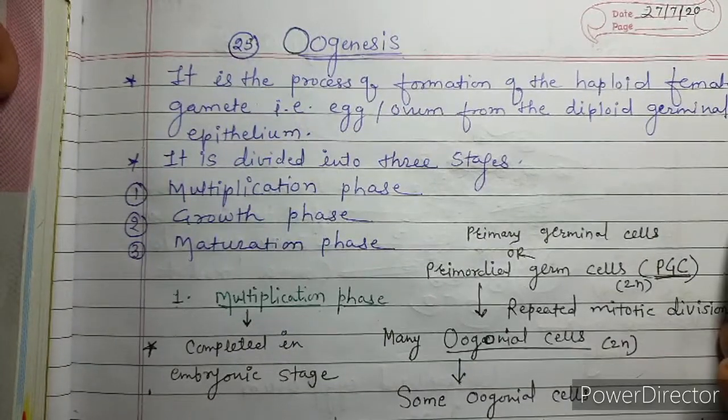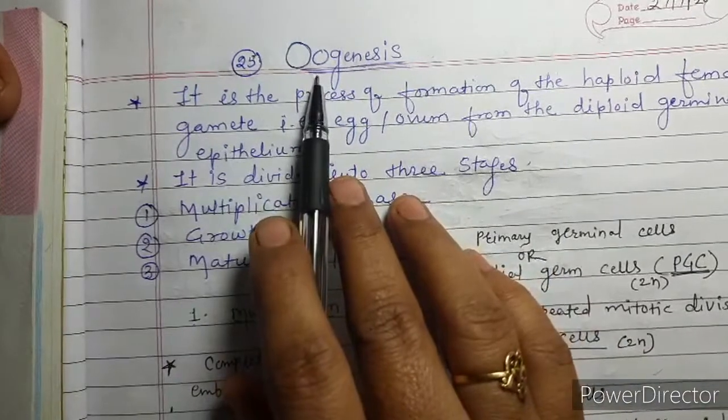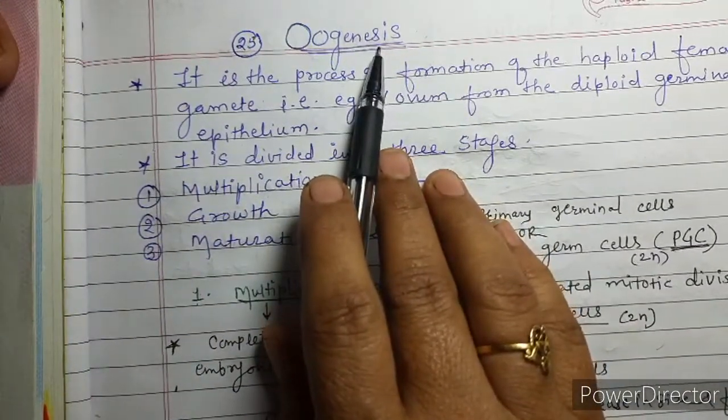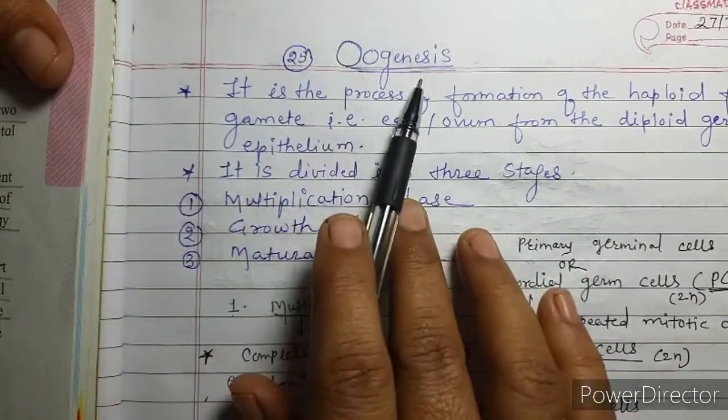Welcome students. So, in this period we are going to study about the process of oogenesis. We have already studied spermatogenesis. See here, what is oogenesis?